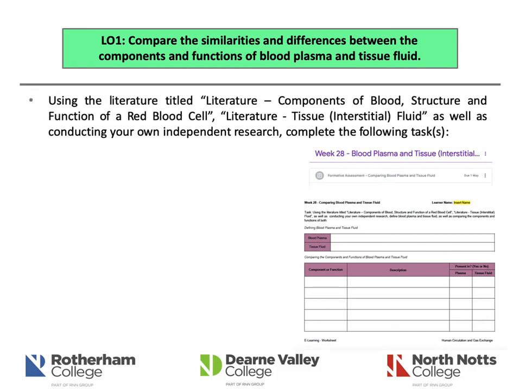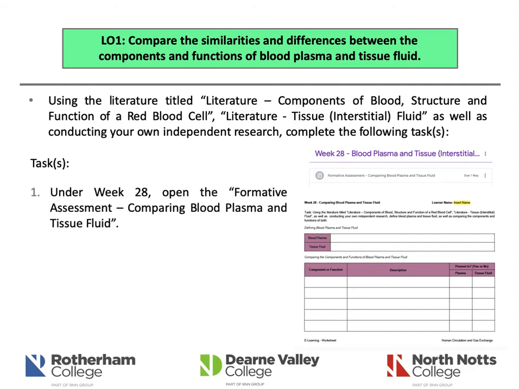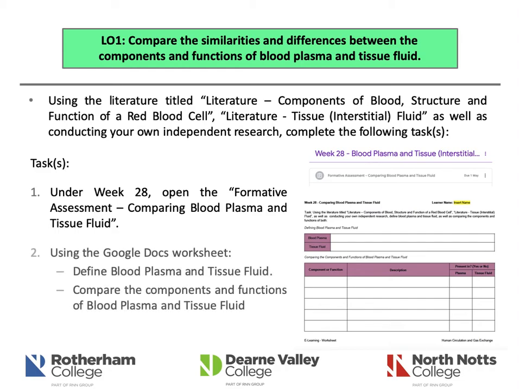So using the literature titled on Google Classroom, Components of Blood, Structure and Function of Red Blood Cell, there's a lot of good information about blood plasma on there, as well as literature on tissue fluid. There are 2 different forms of literature there for you to look at, as well as your own independent research. Complete the following tasks. Under week 28, there is a formative assessment called Comparing Blood Plasma and Tissue Fluid. It is a Google Doc worksheet for you to complete.